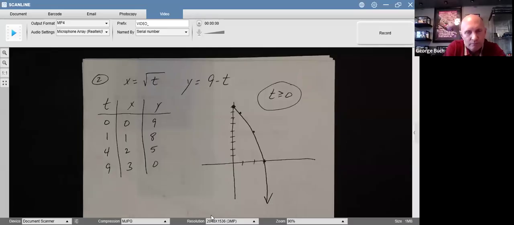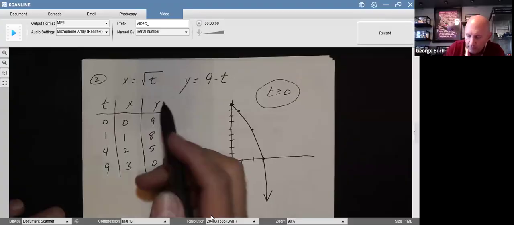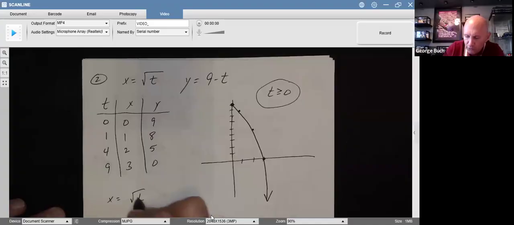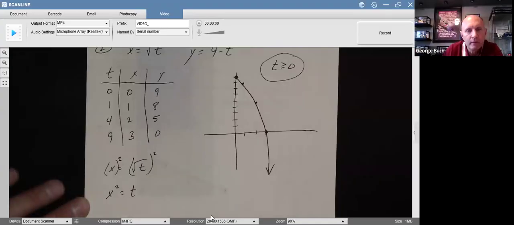But now, for converting, which way we want to go. So we have x equals square root of t. So I can just square both of these sides and I get what? x squared is equal to t.